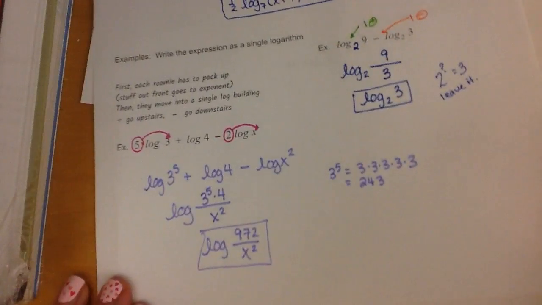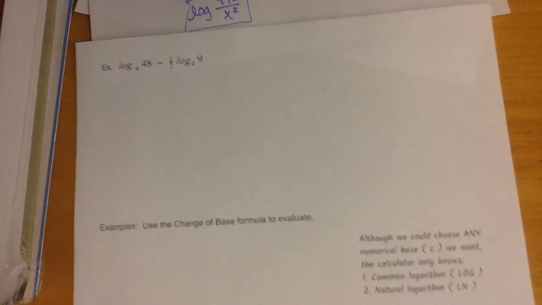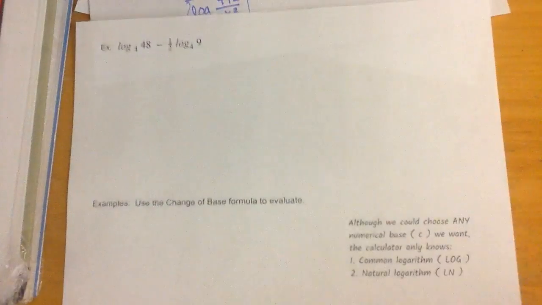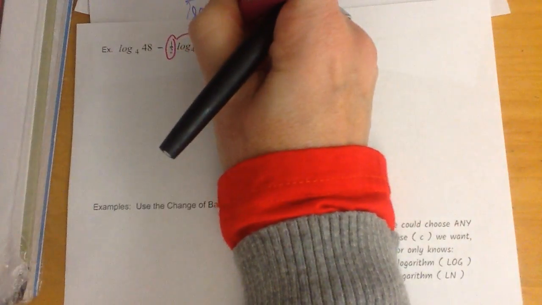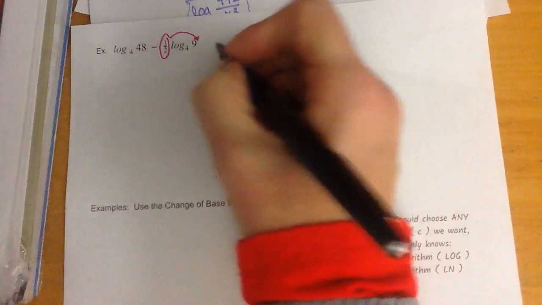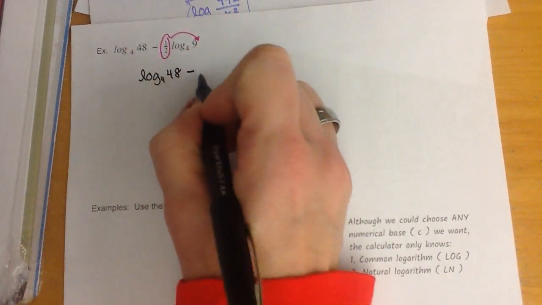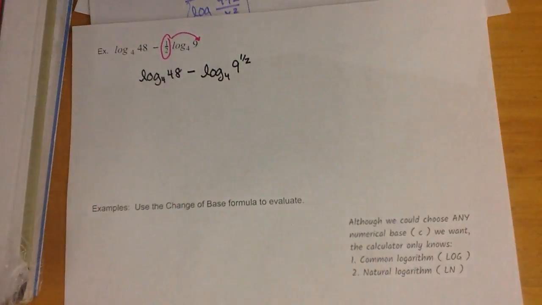Let's see if we have more examples. Oh, looks like we do. Log base 4 of 48 minus 1/2 log base 4 of 9. So we're combining these to a single log, which means things have to get packed up. So I'm going to pack up this 1/2 to the exponent of 9. So I've got log base 4 of 48 minus log base 4 of 9 to the 1/2.